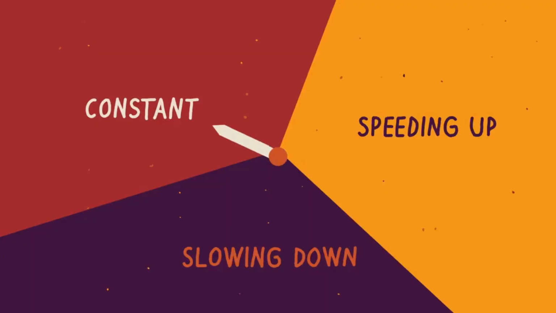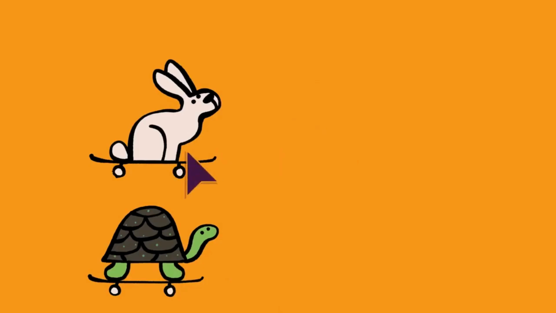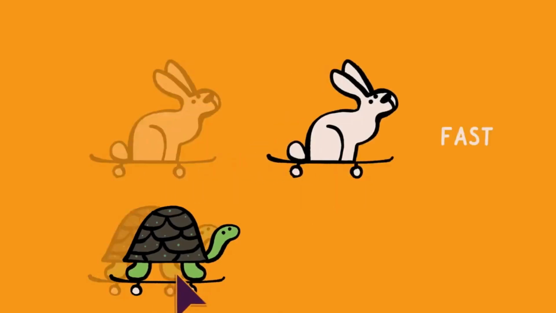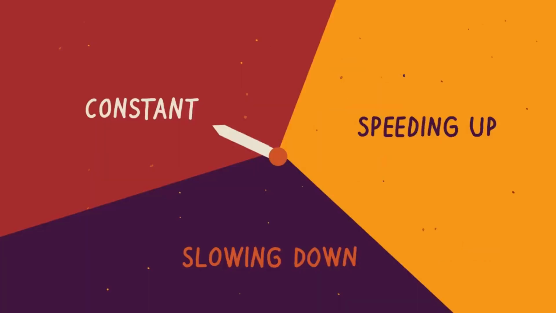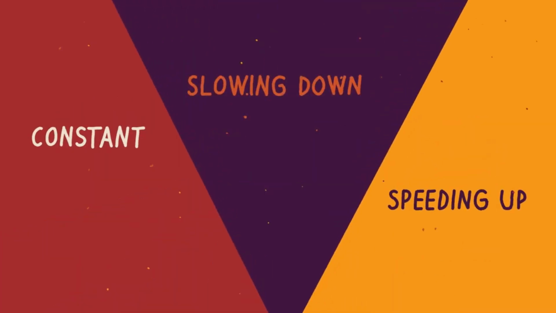The first part of this is pretty easy to answer. If you want your object to move quickly, make the spacing further apart, and if you want it to move slowly, make the spacing closer together. The second part of the question, speeding up, slowing down, or staying constant, takes a little bit more thought.